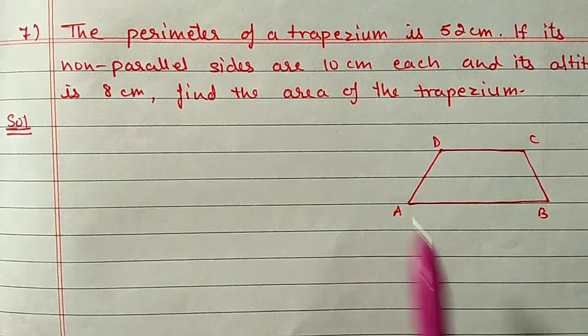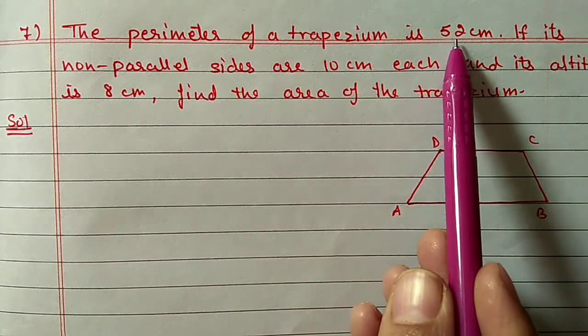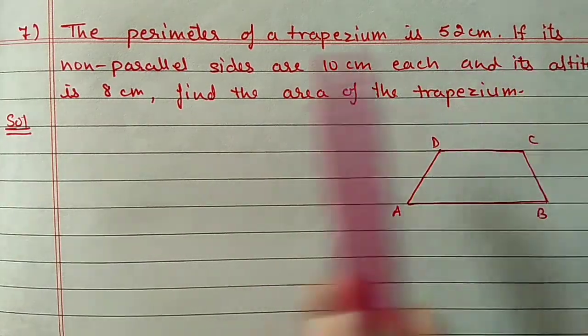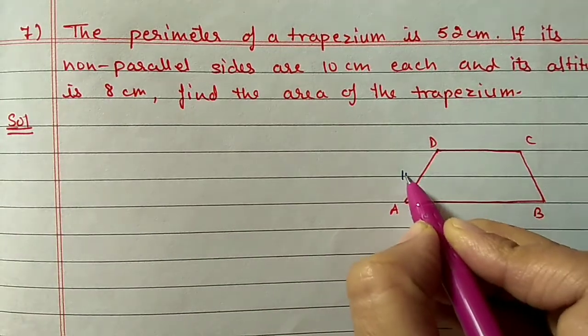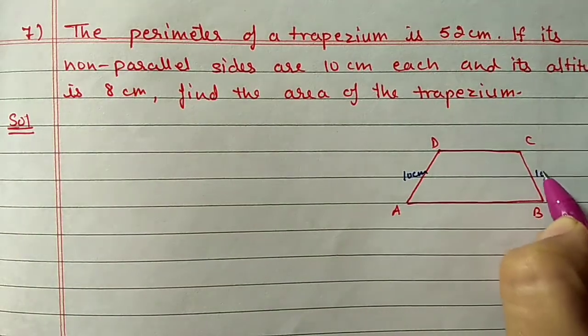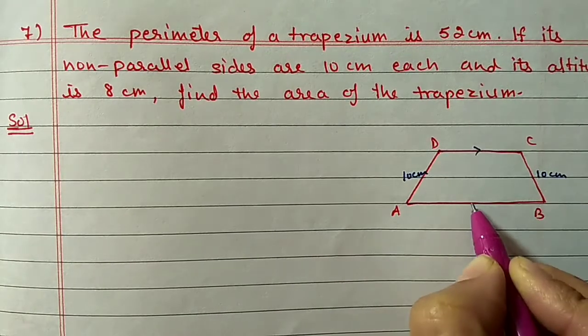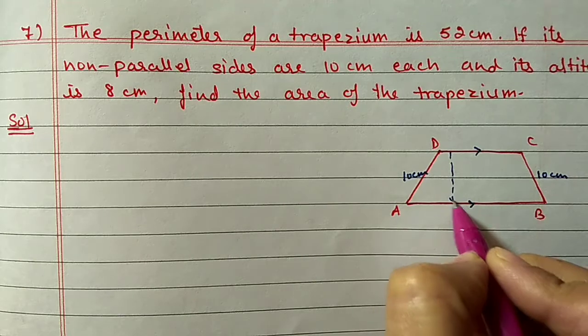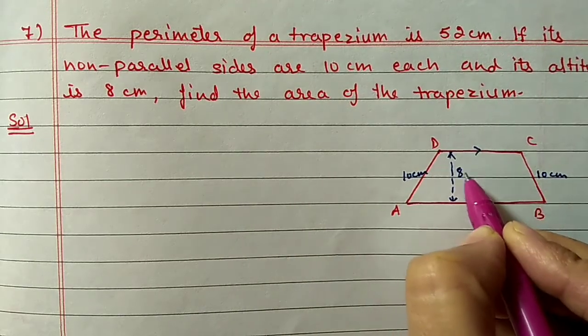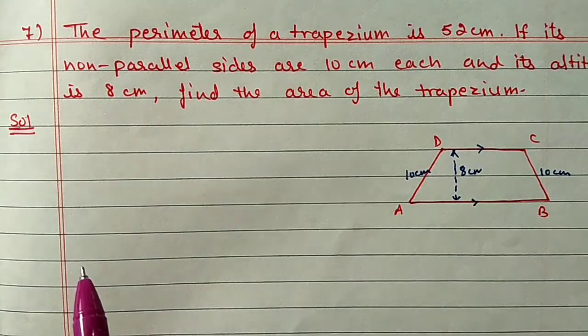Next, question number 7. The perimeter of a trapezium is given, 52 centimeter. If its non-parallel sides are 10 centimeter each, means this is 10 centimeter and this is also 10 centimeter. These two are the parallel. And its altitude, means this height, is given 8 centimeter. Find the area of trapezium.